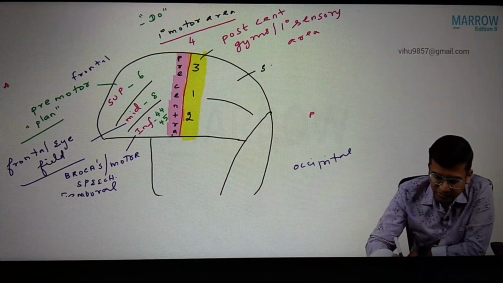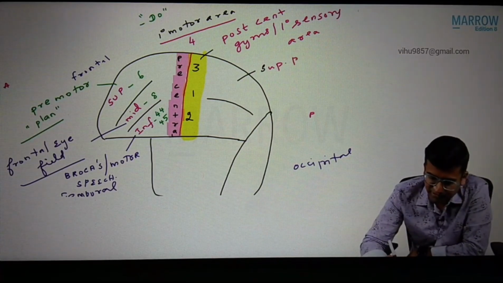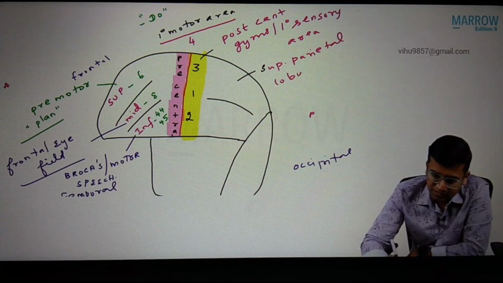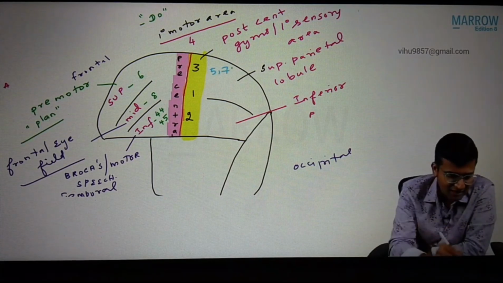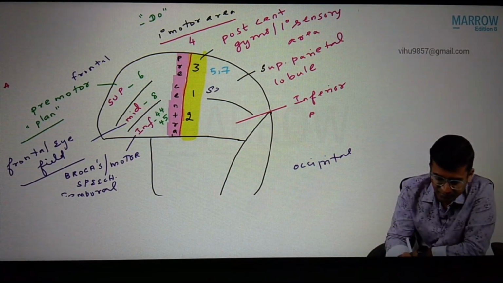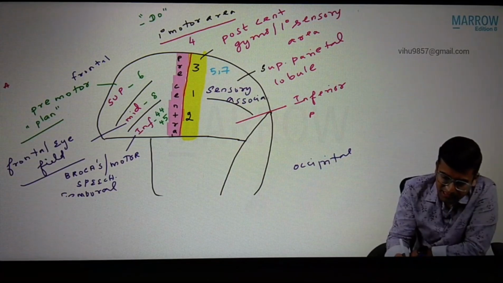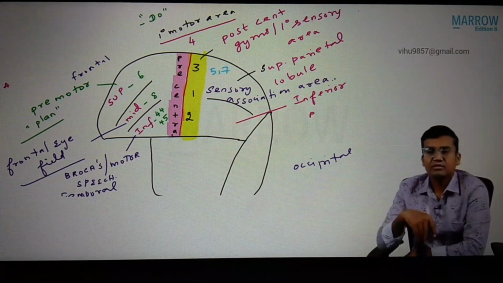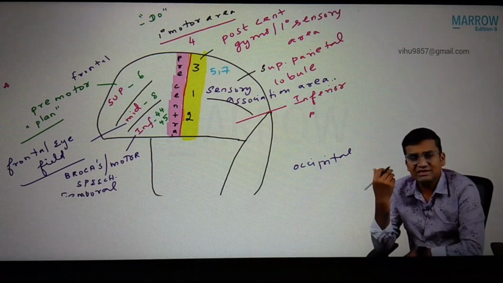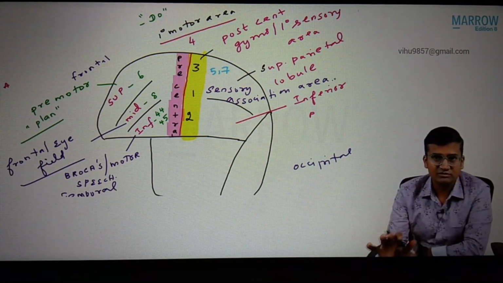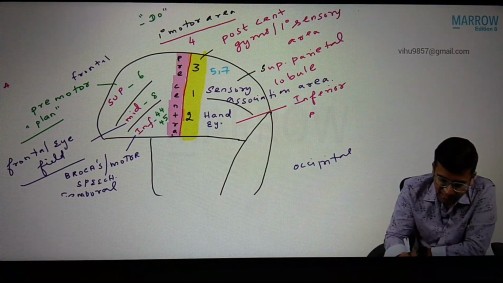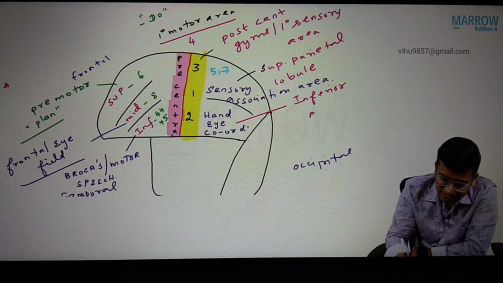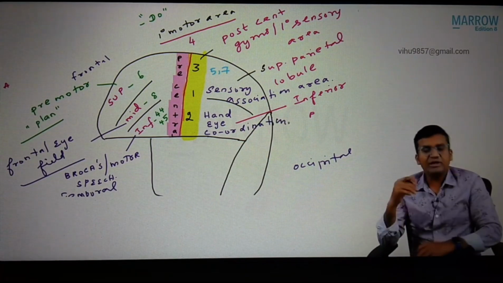So this is superior parietal lobule, and this is inferior parietal lobule. Superior parietal lobule, number 5 and 7, that is sensory association area. Next, inferior parietal lobule. We don't have any number for this. The function is hand-eye coordination. Hand-eye coordination is done by inferior parietal lobule.